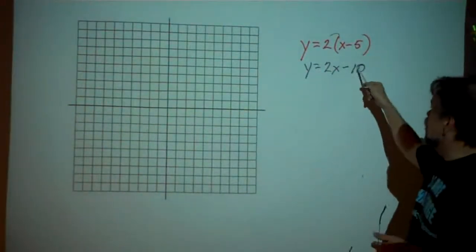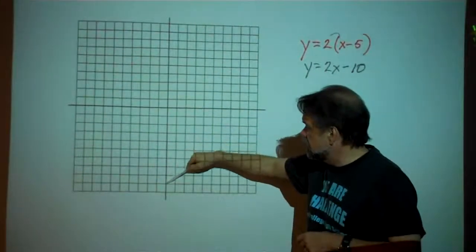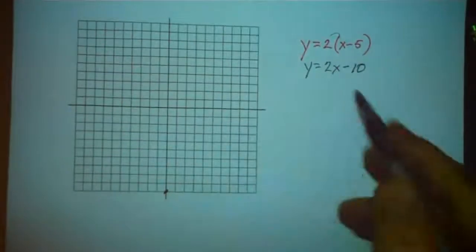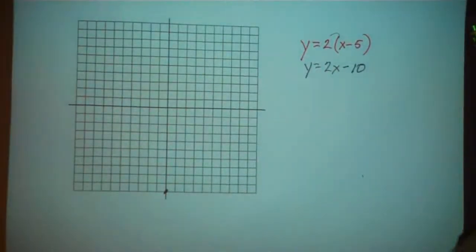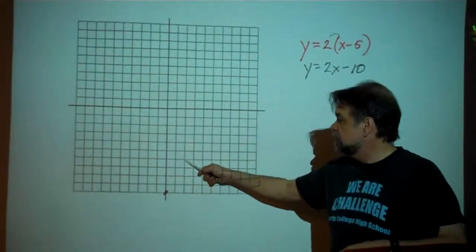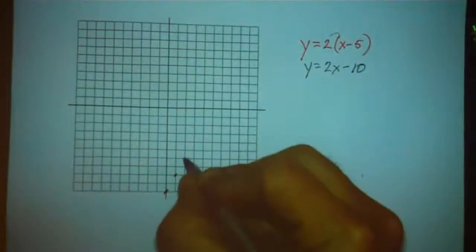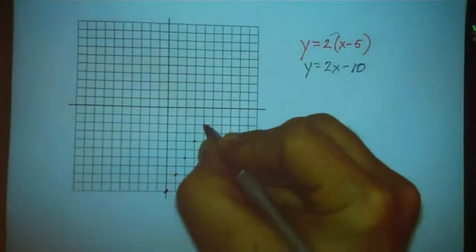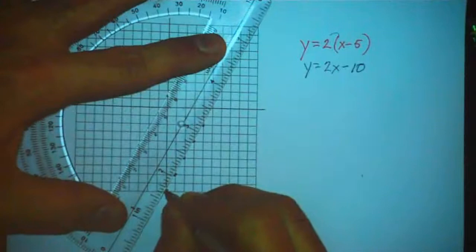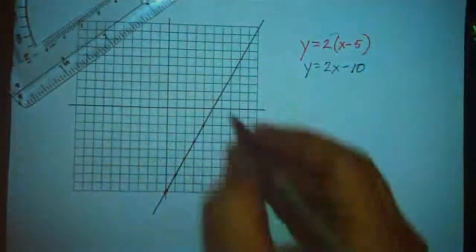We're going to start with the y-intercept, negative 10, so I'm going to start here and go 1, 2, 3, 4, 5, 6, 7, 8, 9, 10 at the very bottom of my graph. That's right here. And then I'm going to use my slope, which is 2. As x increases by 1, y increases by 2. And so that means we're going to go through this point, and this point, and this point, and on and on. So it looks kind of like that.